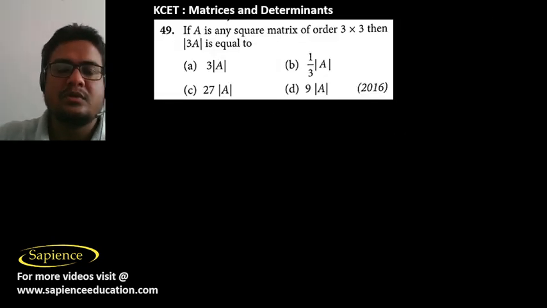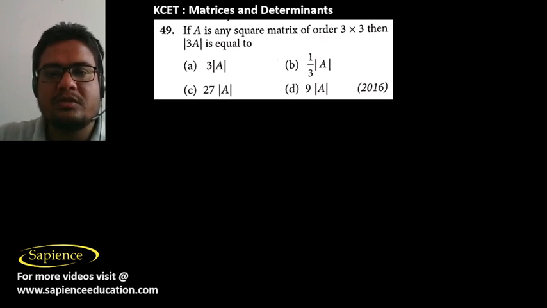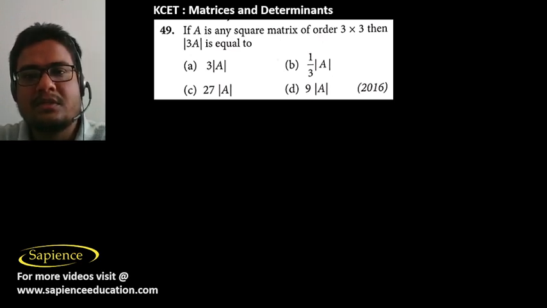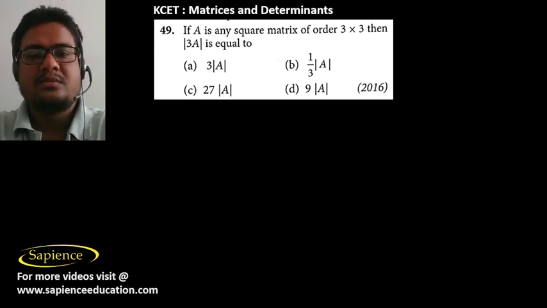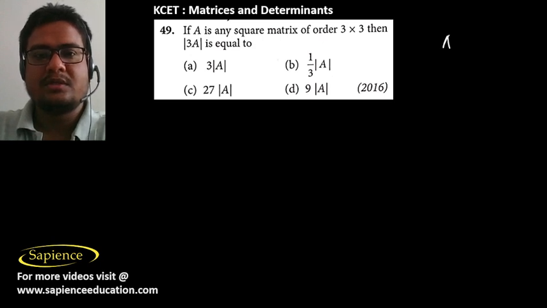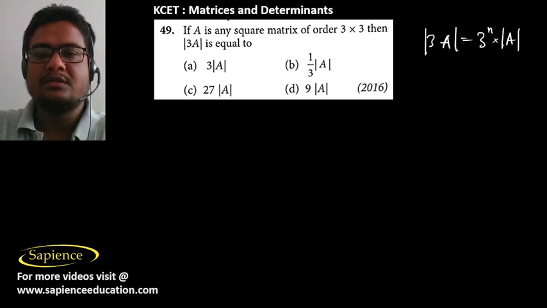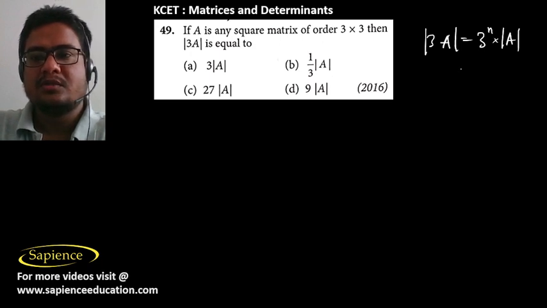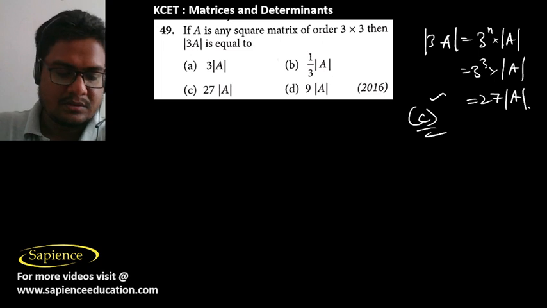Then in question number 49, A is any square matrix of order 3 cross 3, then the determinant of 3A is equal to what? The determinant of 3A will be 3 power n times the determinant of A, where n is the order of the matrix, so 3 power 3 into the determinant of A, which is 27 determinant of A. Option C is the correct one.